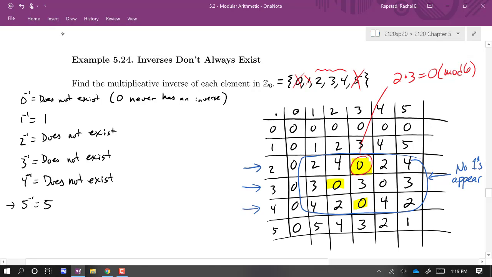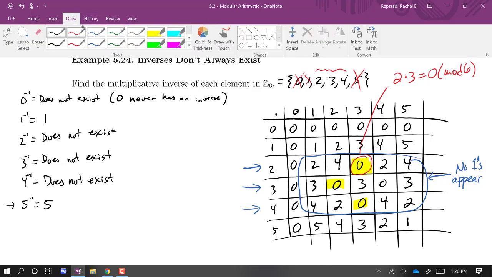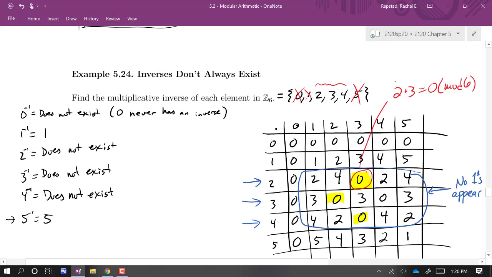In Zn, it's possible, and usually this does not happen in regular algebra that we know and love. 2 and 3 individually, this is going to blow your mind, these are not 0, right? So we have these two non-zero values in Z6. And we multiplied them and we got 0. That never happens in the real numbers. In fact, we use the fact that in the real numbers, if you multiply two things and get 0, one of them must have been 0.